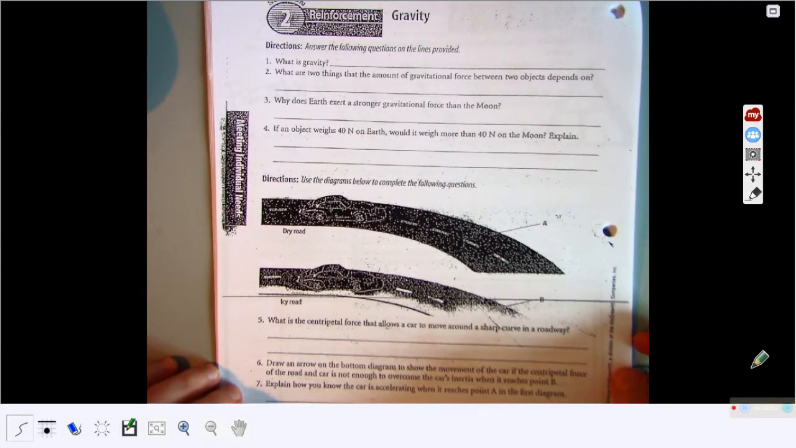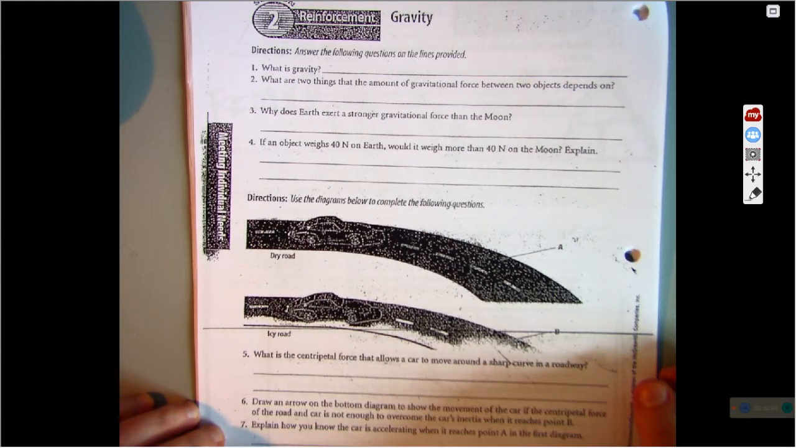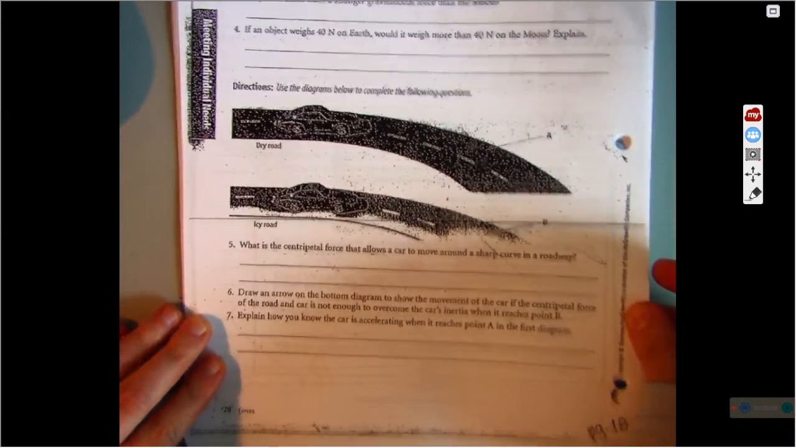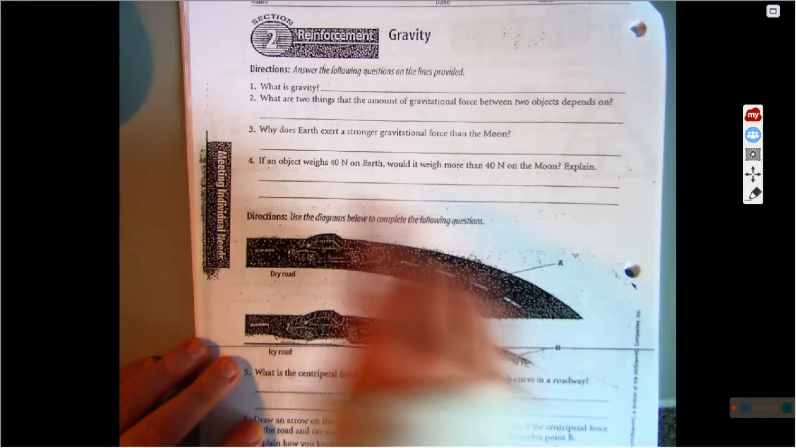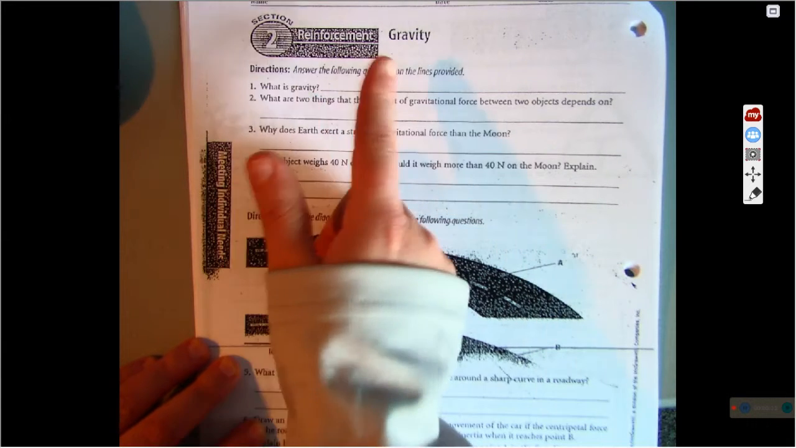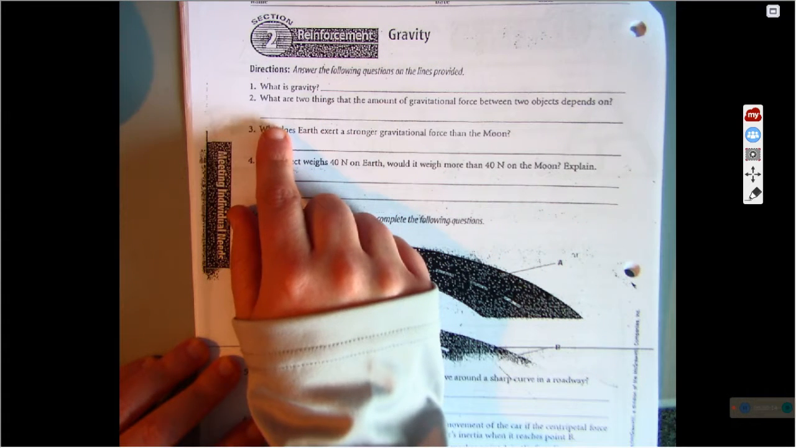Guys, today we're on gravity. Gravity is going to be page 18. This is a review from what we did last week. So the first thing I want you to do is define gravity. It's an attractive force between two objects. And then when you think about two things that gravity depends on, that would be your mass and your weight, because the formula is mass times gravity equals weight.